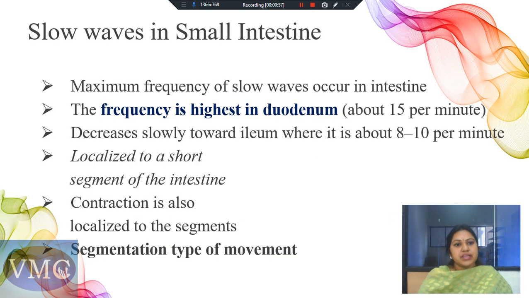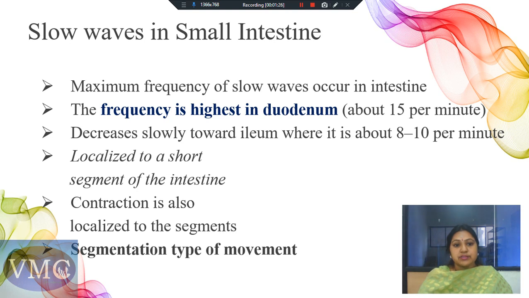As we saw in other videos, the slow waves are the basic electrical rhythm of the smooth muscles of the intestine as well as your GIT tract. The maximum frequency of the slow waves differs in different parts of the GIT, and the maximum frequency occurs in the intestine. The frequency in the intestine is highest in the duodenum, about 15 per minute. It decreases slowly towards the ileum, where it is about 8 to 10 per minute.